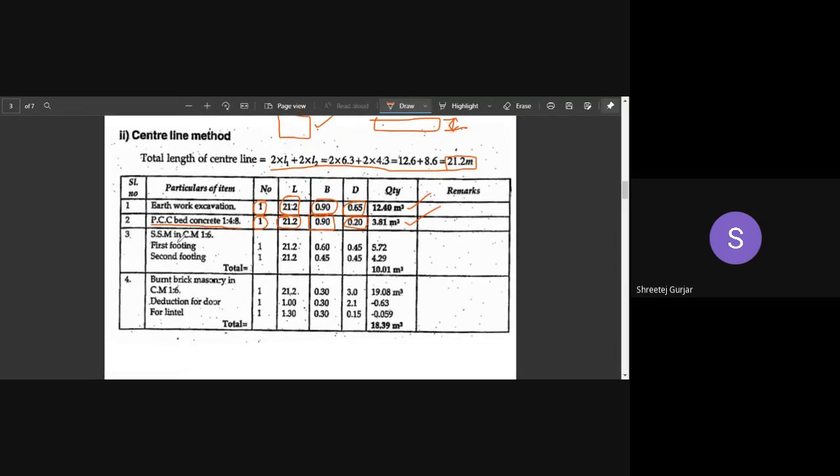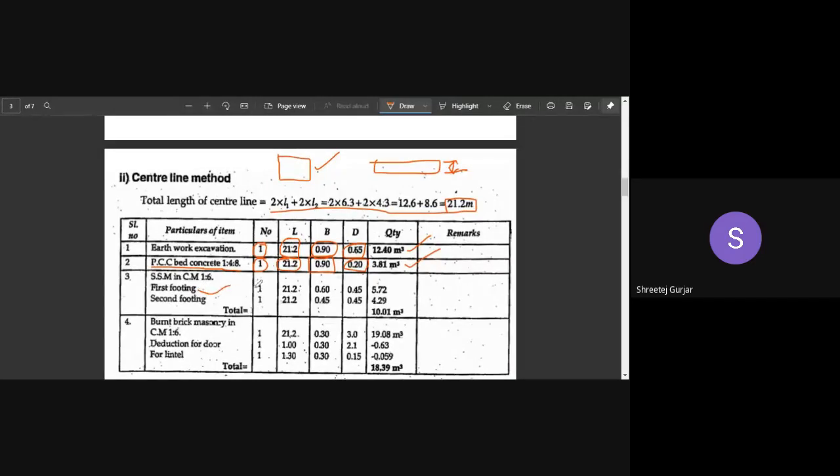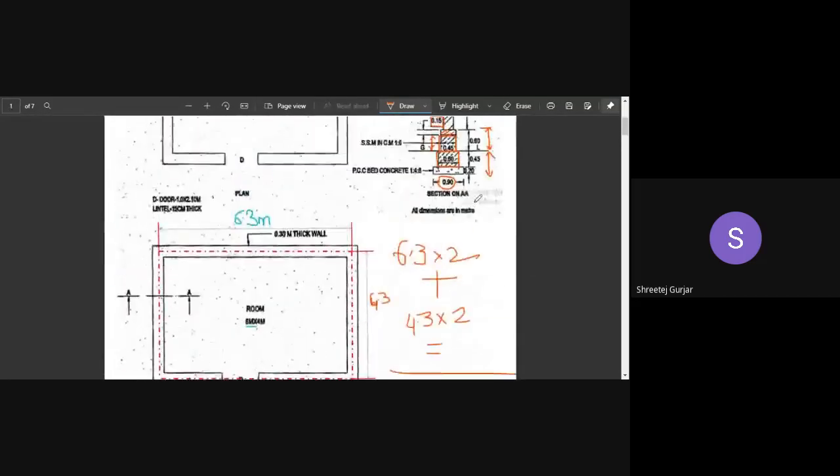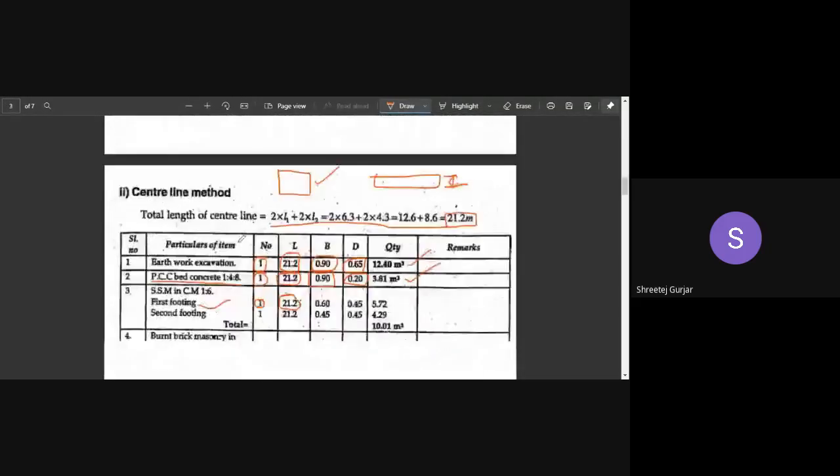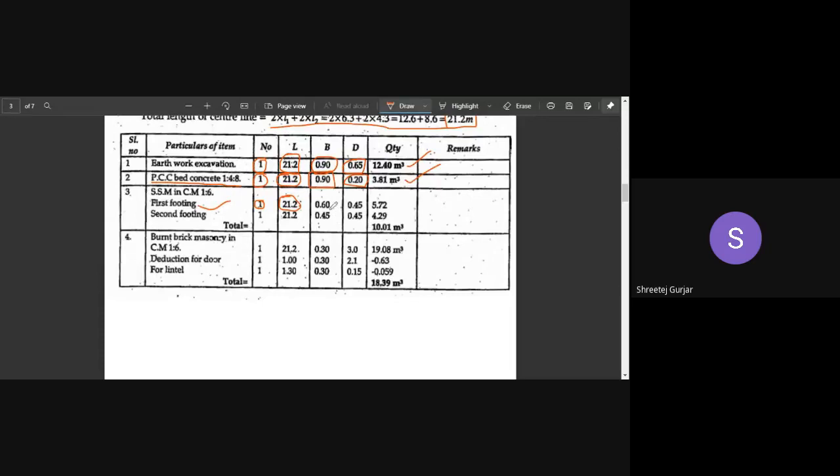Okay. So coming to your masonry, first step. So 1 in number, always 1 in number. Then length, because it is running throughout your center line, throughout with no deductions, because there are no junctions here. So 21.2 entirely you have to multiply in length. Then what is the width of your first step stone masonry? It is 0.6. Then what is the depth? 0.45. So width is 0.6, depth is 0.45. Multiplying this, we get 5.72.